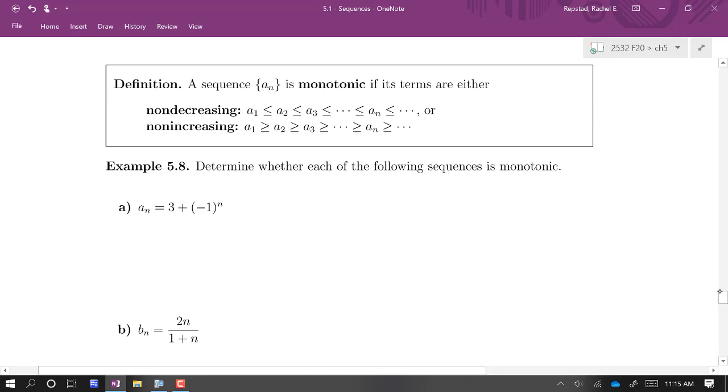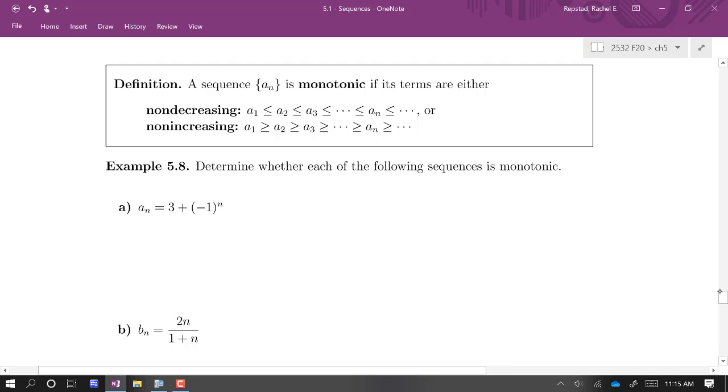All right, another definition, we say that a sequence is monotonic if the terms are either non-decreasing or non-increasing. That means that as you move out in the sequence, the terms either just keep getting bigger in size, or they keep getting smaller, or at least they don't alternate, they don't fluctuate, they don't go up and down and up and down.